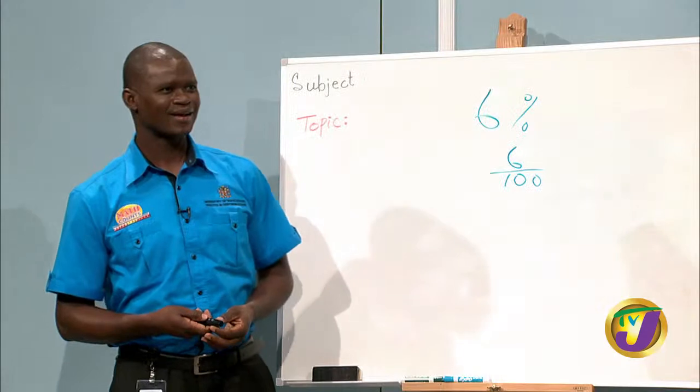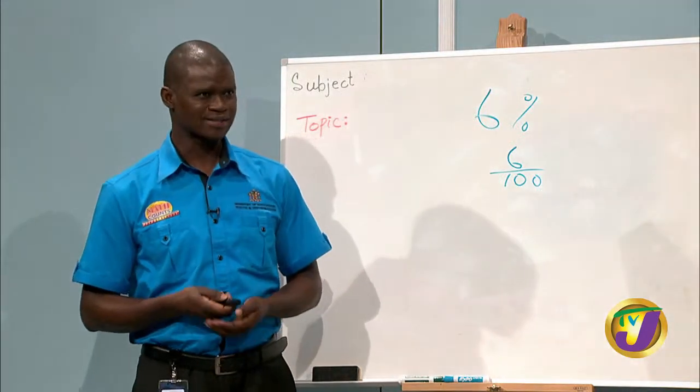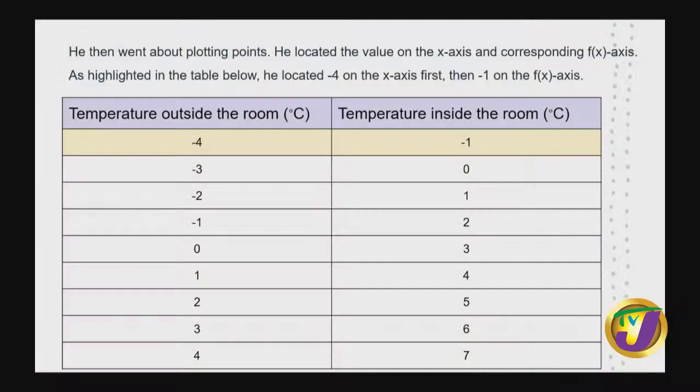So he then went about plotting the points. Now, as was mentioned before, students have to ensure that when they are plotting their graphs, that they use a pencil and not a pen, right? Because we are prone to make mistakes when we are plotting the graphs. So it is always recommended that you use a pencil rather than a pen to plot your graph.